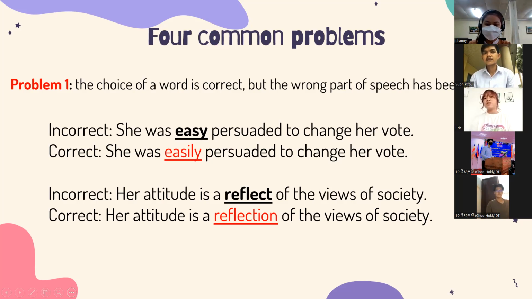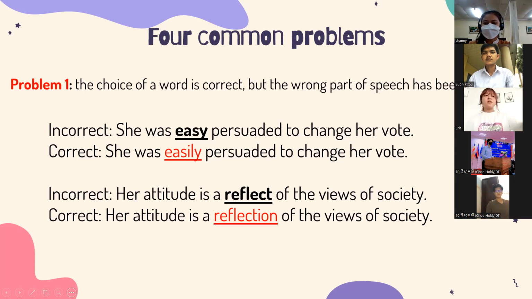Here, the writer has used the correct word to express what they want to talk about in the sentence, but they have used the wrong part of speech. As you know, the parts of speech are noun, pronoun, verb, adjective, adverb, preposition, conjunction, and interjection. So here, you need to make sure that you have used the right one to form the right sentence.